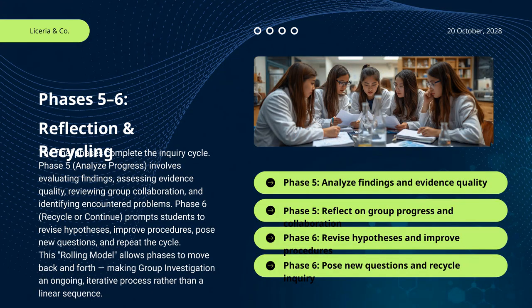Phases 5 and 6 emphasize reflection and recycling. Students analyze the quality of their evidence, evaluate group collaboration, revise hypotheses, improve procedures, and ask new questions. This rolling model shows that group investigation is not strictly linear, it can move back and forth as understanding develops.